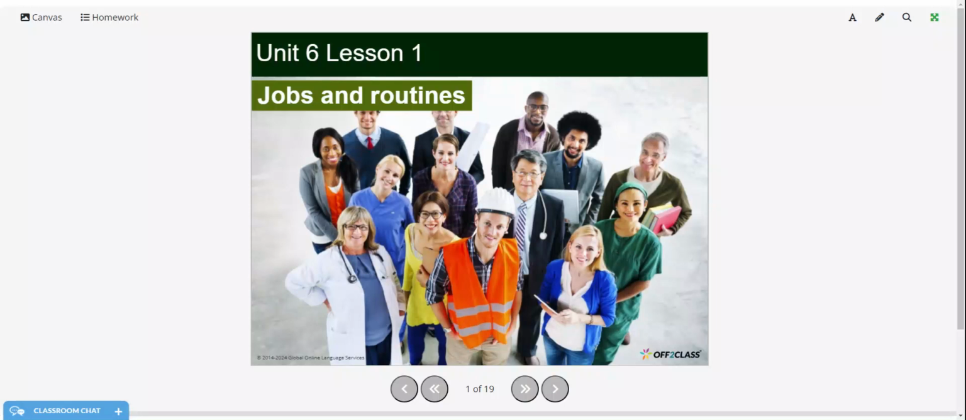To today's video. This is beginning level ESL, level A1. We're in Unit 6, Lesson 1, Jobs and Routines. We're going to be talking about the present simple verb tense in the third person.